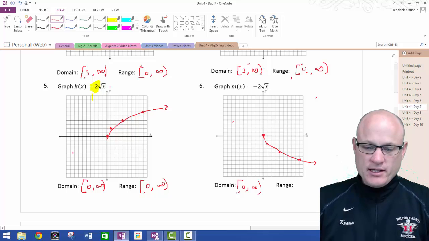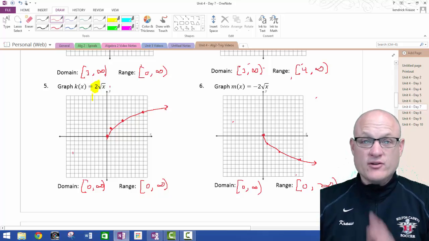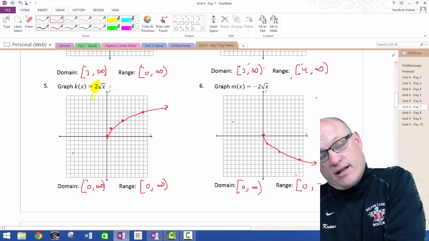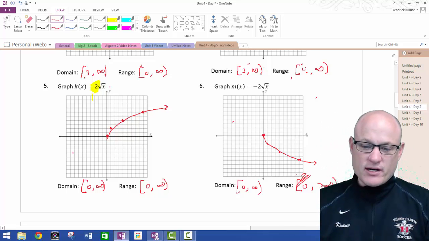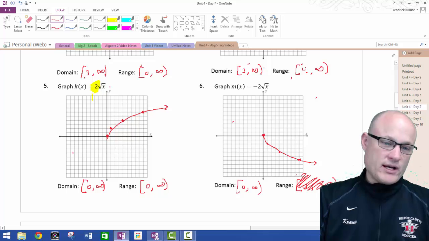But in this case, the range is starting at 0, but it's going down to negative infinity. And lots of kids are going to write this: starts here at 0 and goes down to negative infinity. But you can't write this as domain. Let me just erase that and pretend I did not even see it.